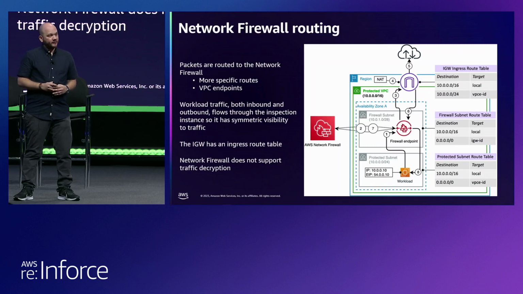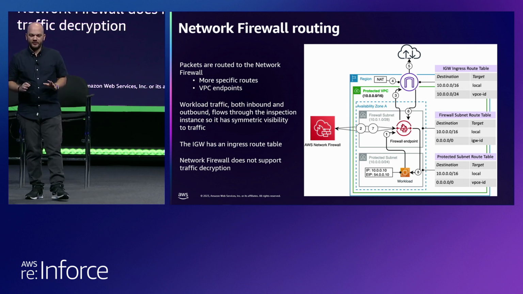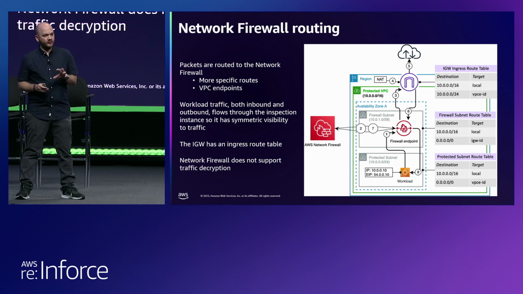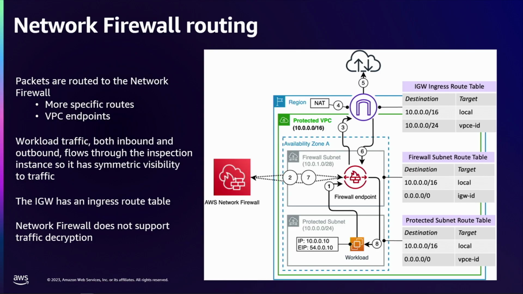How does it work? A network firewall works in a certain way when we talk about routing. I hope all of you are familiar with what an endpoint is, VPC endpoints in AWS, and we use VPC endpoints with a lot of other services. And here we also introduced one for Network Firewall, which in the background is the same as the Gateway Load Balancer endpoint, and we're going to talk about it later on also.